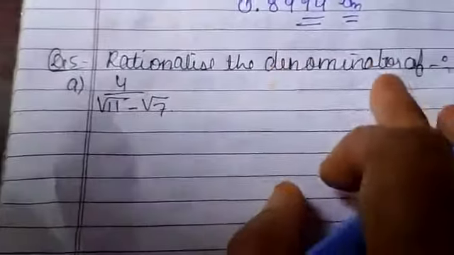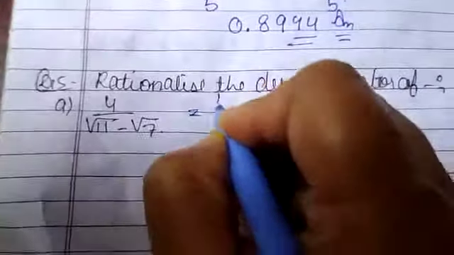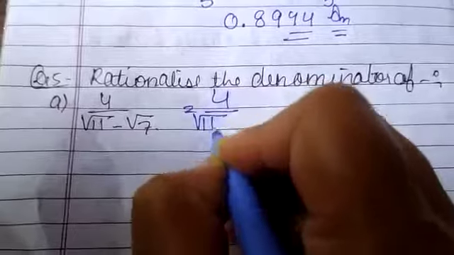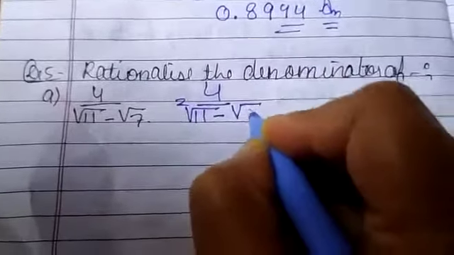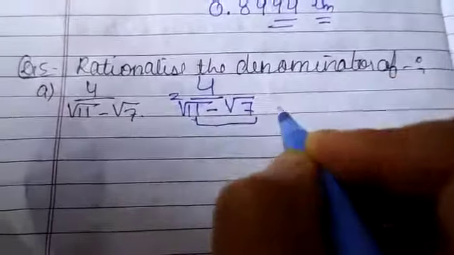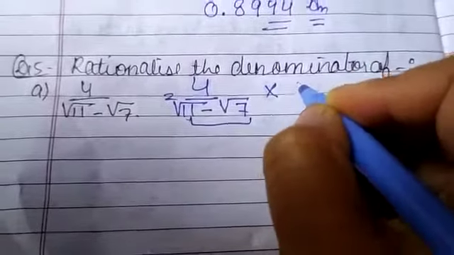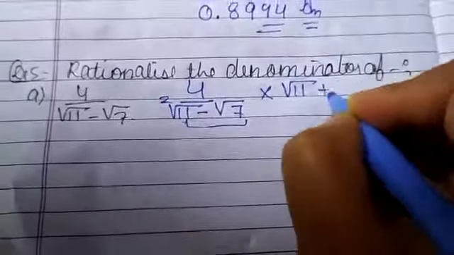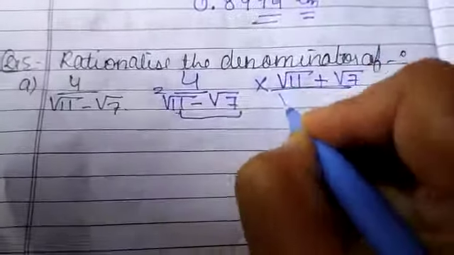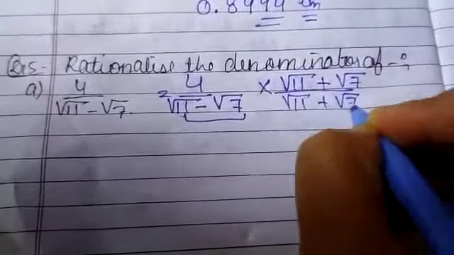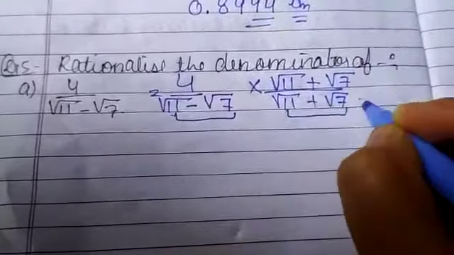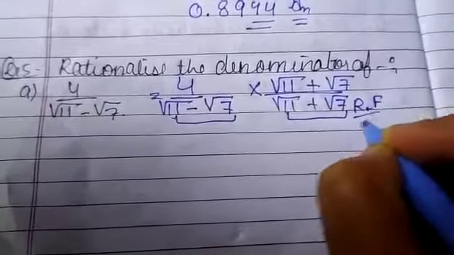Now rationalize the denominator, again the same question. Now this one is different, as it is 4 under root 7 upon under root 11 minus under root 7. As I told you, if there are two terms, then you have to multiply with the opposite sign of that. So plus under root 7 on the top and bottom. And this under root 11 plus under root 7 is the rationalizing factor over here.